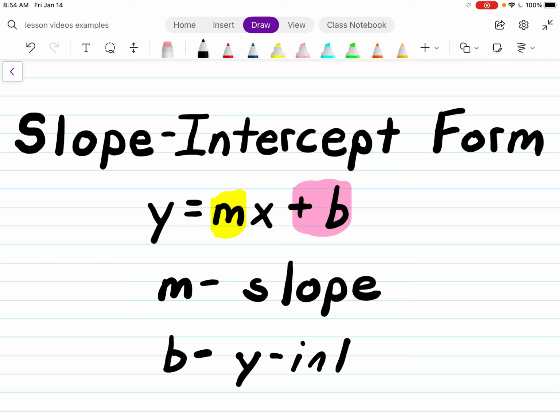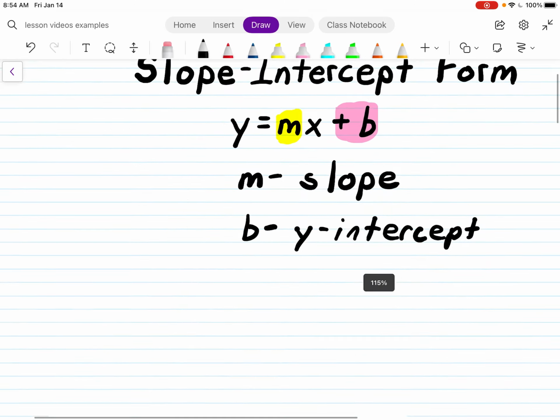y-intercept. So as you are writing these, you are going to keep the y equals and the x in every problem, and you're just replacing the m and replacing the b. As we work this, you'll see exactly what I mean. So let's go to our first example.